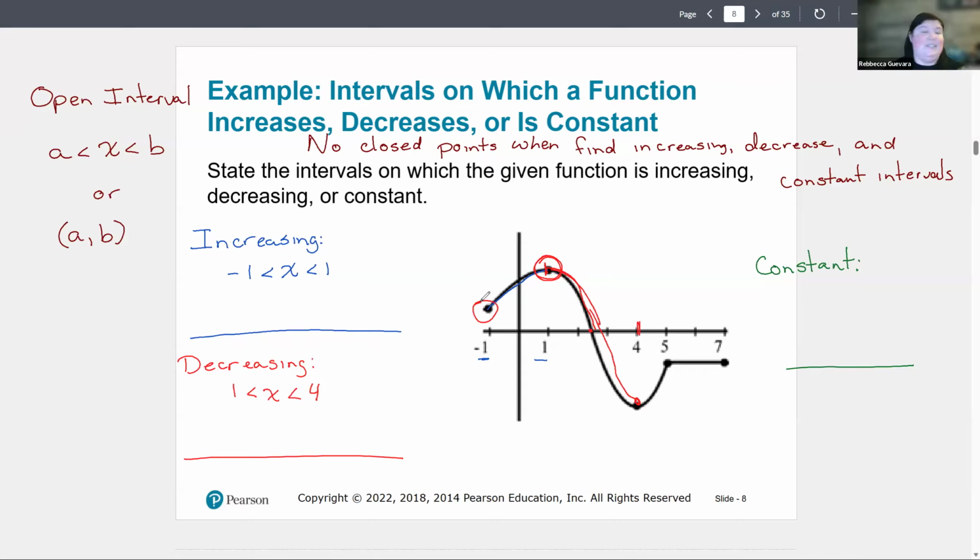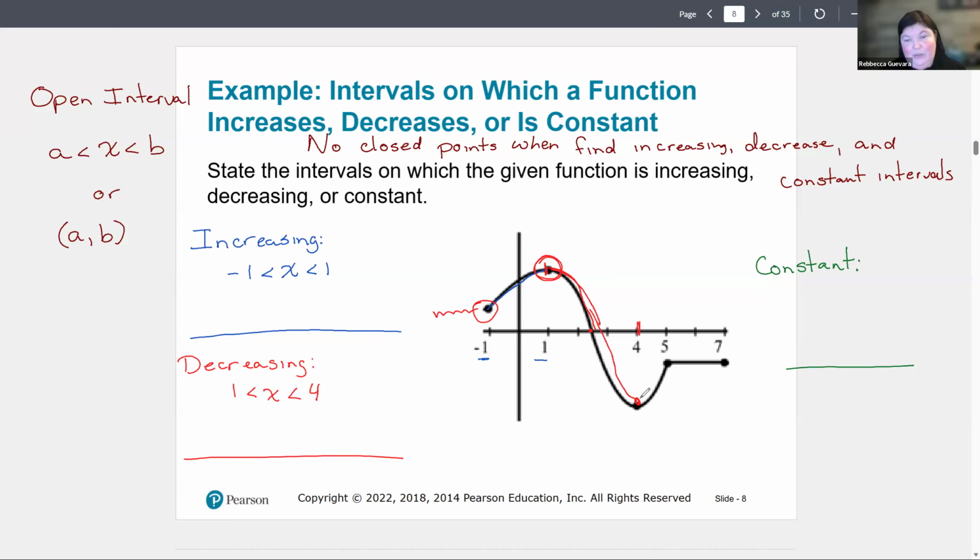And for points like this, similar logic: I don't know what's happening on the other side. I don't know what's happening over here on this side of the -1. So I can't say it was still increasing or decreasing or constant over there. We don't know what it is. It's undefined. There's nothing there. So we just leave it open as well, because we don't know what's happening at the endpoints of the intervals.